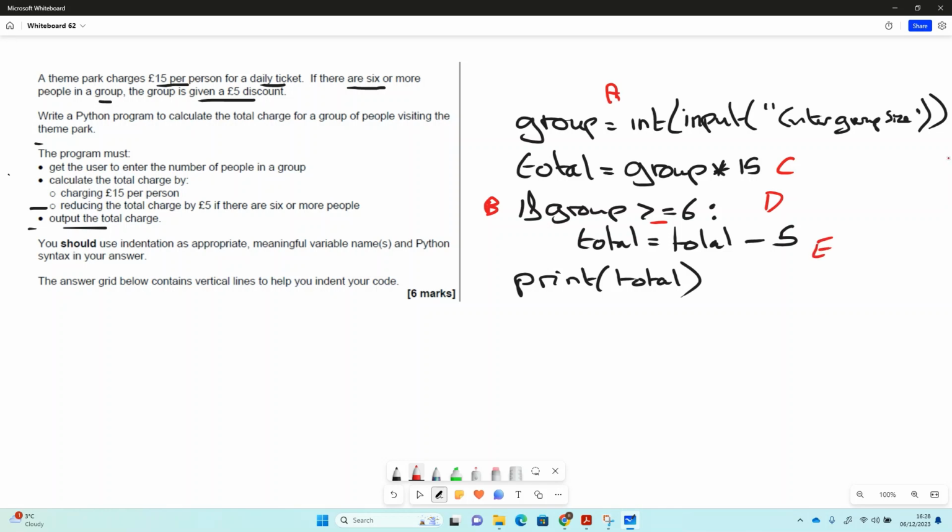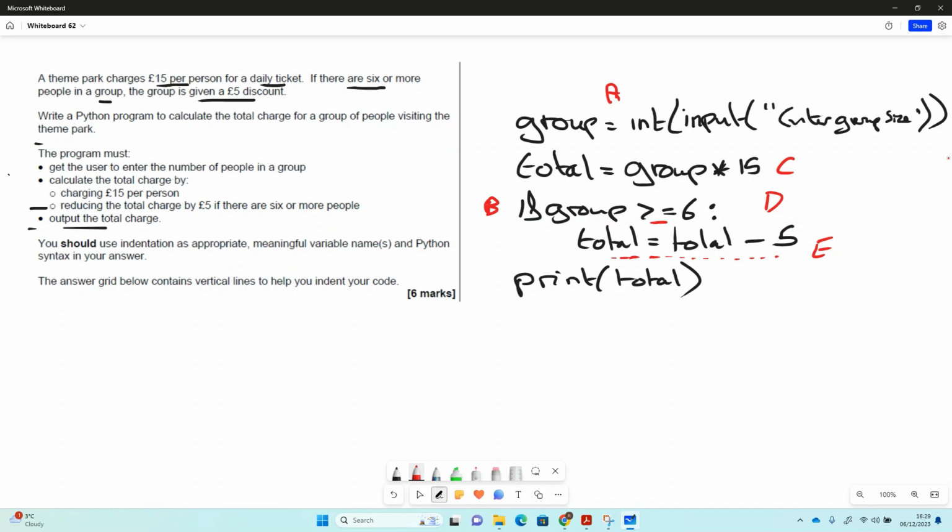In the exam, a lot of people didn't do this piece right. They seem to find it difficult to take away a number from a variable. So you need this total equals total minus 5 thing going on. So total minus 5 doesn't do it on its own. A lot of people did that.